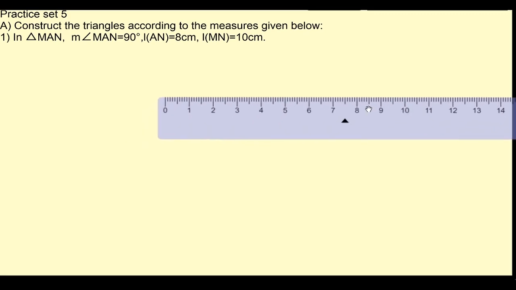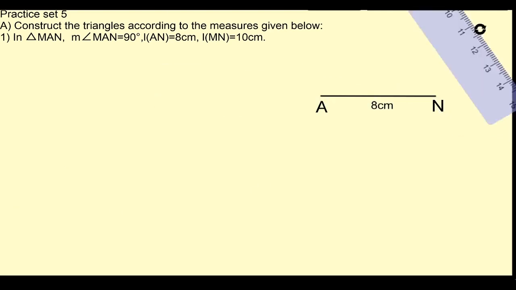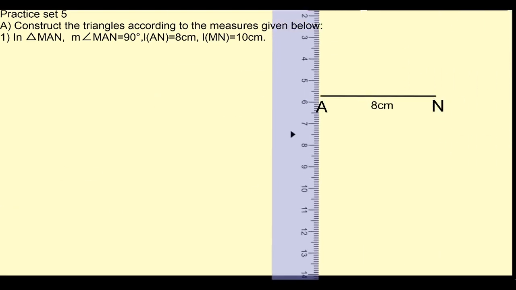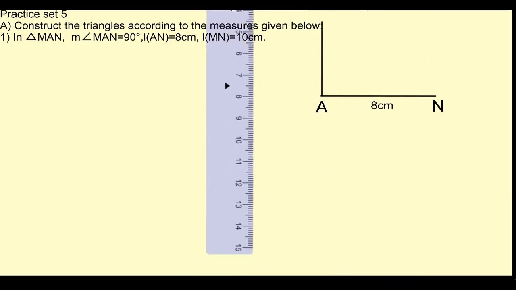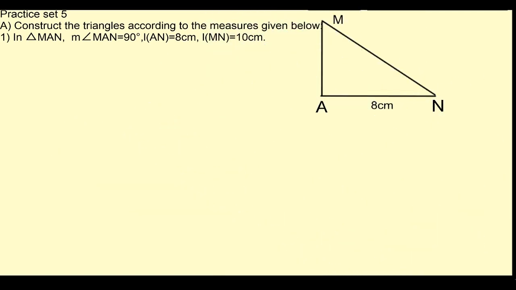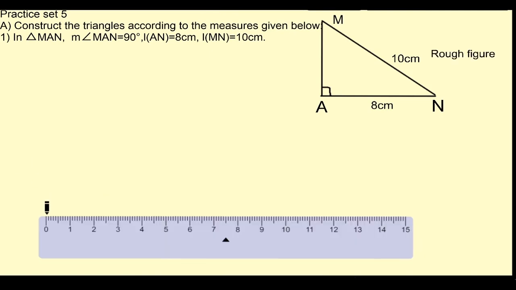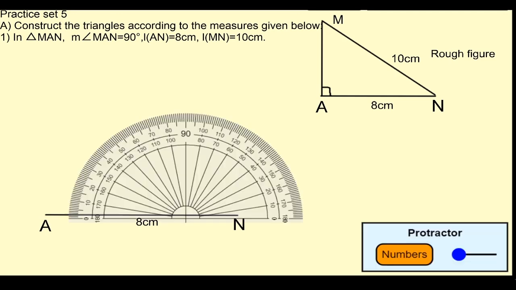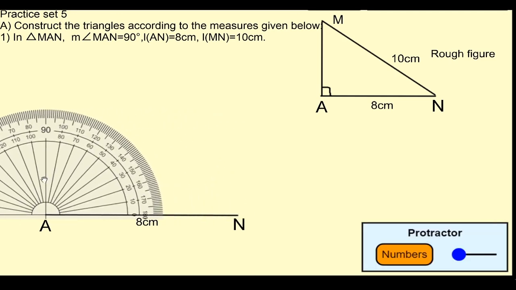So let us first draw the rough figure. Let us take base as AN and add the given information. Angle A will be 90 degree. Now start with the construction. First, draw base using the scale. It should be 8 cm. Name the base as AN, that is 8 cm.